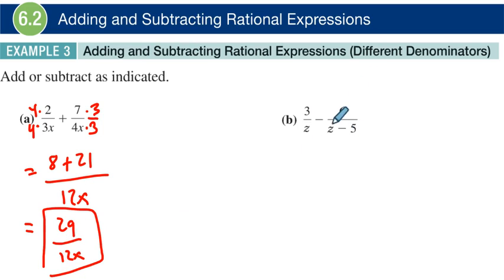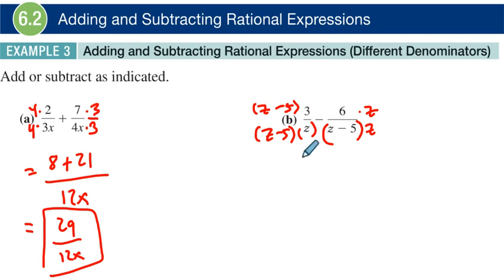I'm coming over here now. So let's see here. I see on the left side we have a Z. On the right side we have a Z minus 5. So that means this side needs a Z minus 5, top and bottom. And then over here, this side on the right needs a Z. Multiply top and bottom by Z. And so now they both have Z minus 5, Z minus 5, and then Z and then a Z.